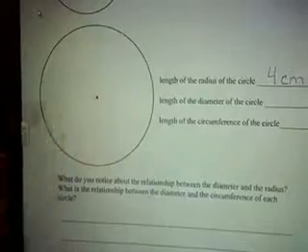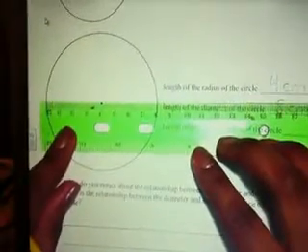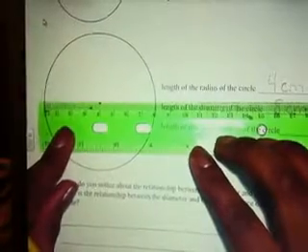Then they were asked, if the radius of this circle is 4 centimeters, then what is the diameter? Students were able to answer that the diameter is 2 times the radius. So 4 times 2 is 8 centimeters. We're just going to go ahead and double check that. And yes, the diameter measures exactly 8 centimeters.